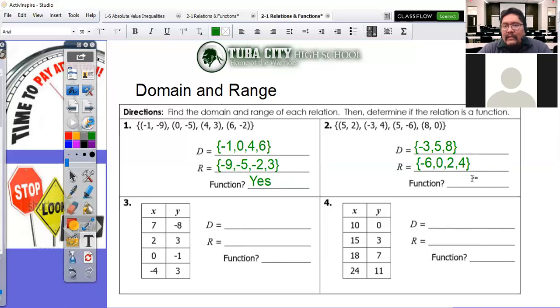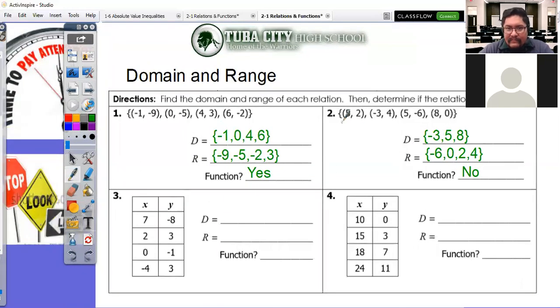There we go. Now you can see that there are only 3 elements in our domain. So this says domain is equal to the set of -3, 5, and 8. Since we're missing one, that means one of them repeated themselves. So in this case, 5 has repeated itself. So that makes this not a function. So because of that repeat, it's not a function.